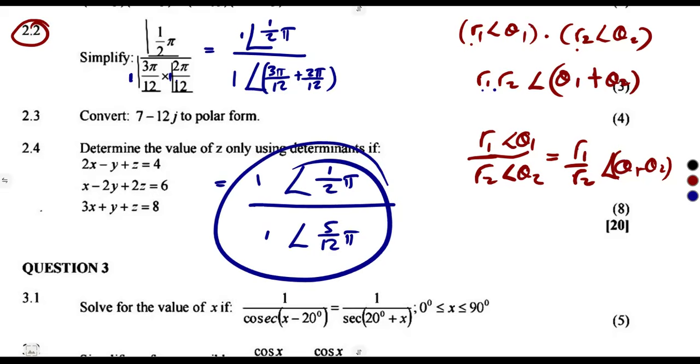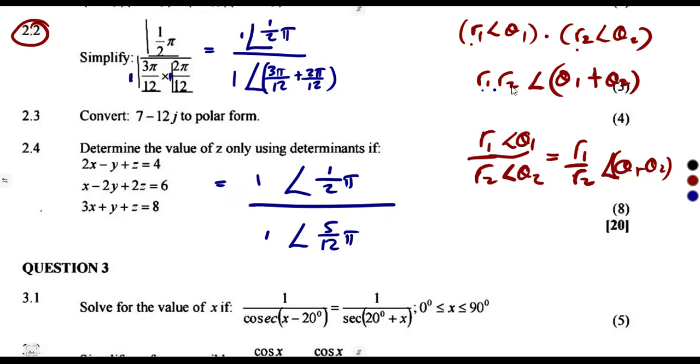We are at this stage. What are we having? A division. Under a division, how do you divide? You divide the numbers on their own, the angles you subtract. So you're going to divide 1 divided by 1, which is 1. Then as for the angle now, you subtract the angles that we have inside there. So it's going to be 1 over 2 pi minus 5 over 12 pi like this.